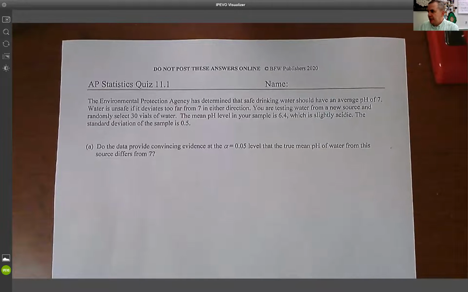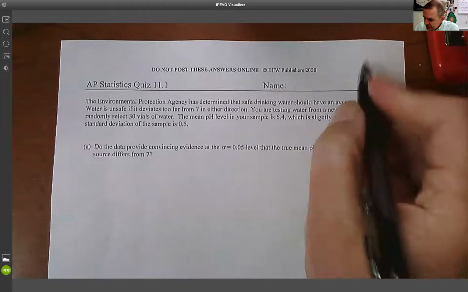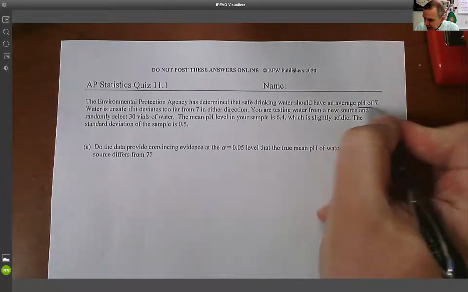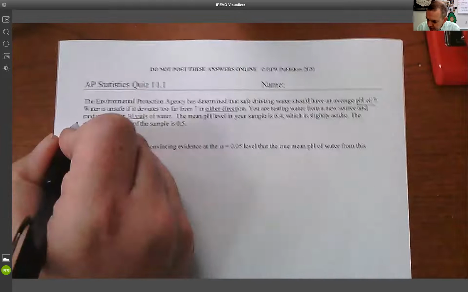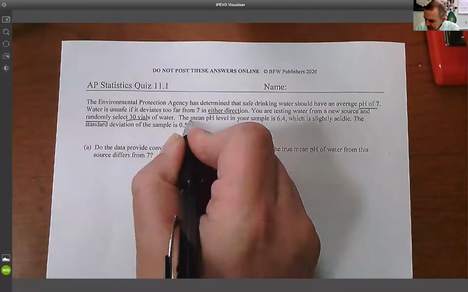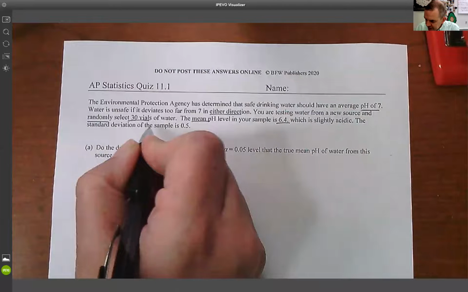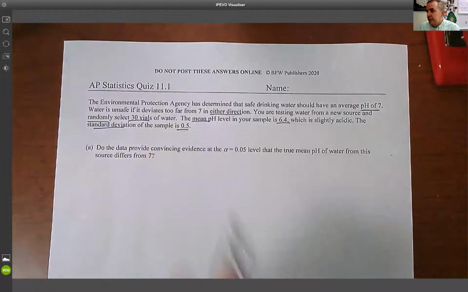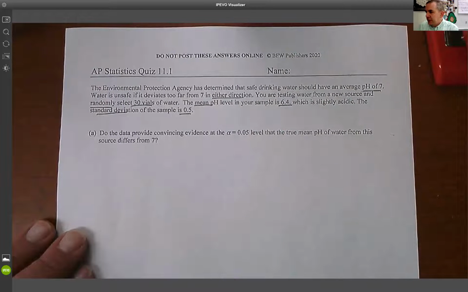The EPA has determined that safe drinking water should have an average pH of 7. Water is unsafe if it deviates too far from 7 in either direction. You are testing water from a new source and randomly select 30 vials of water. The mean pH level is 6.4, which is slightly acidic. The standard deviation is 0.5. Do the data provide convincing evidence at the alpha equals 0.05 significance level that the true mean pH of water from this source differs from 7?